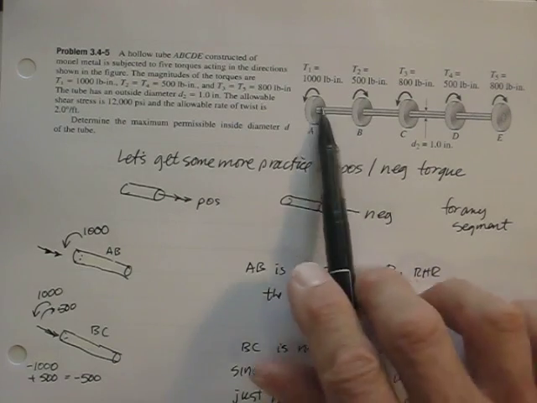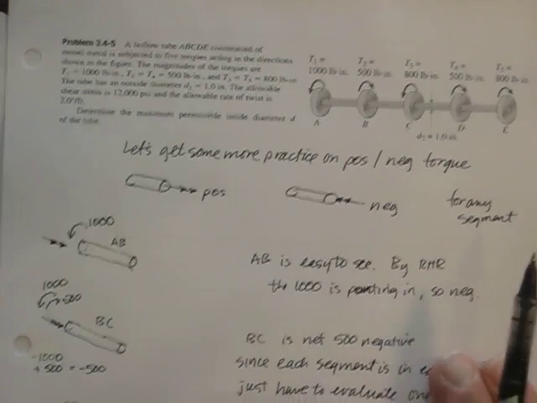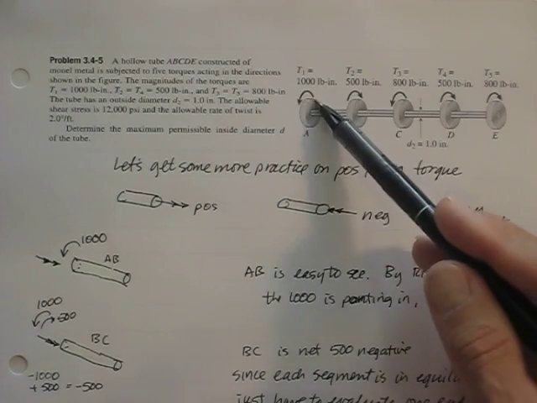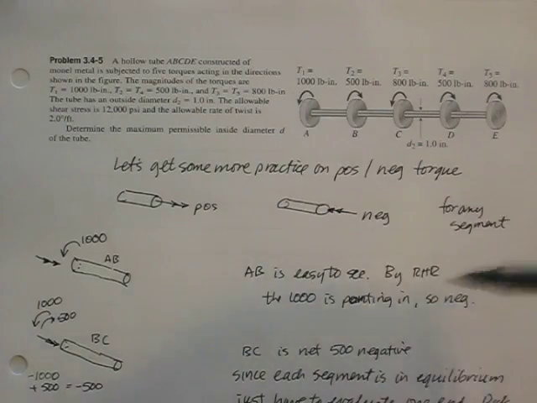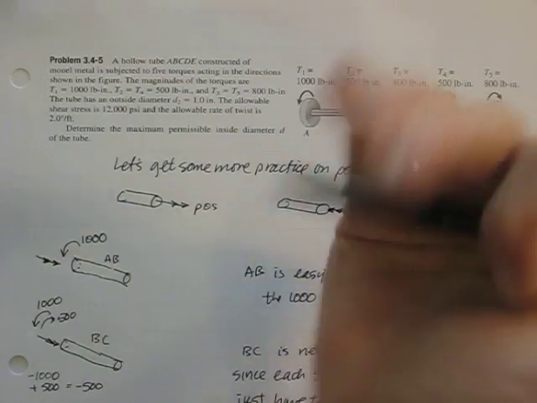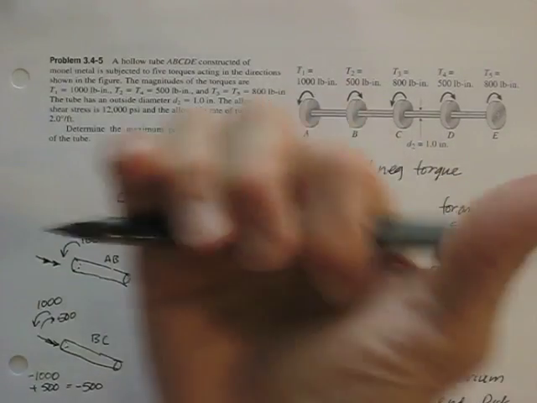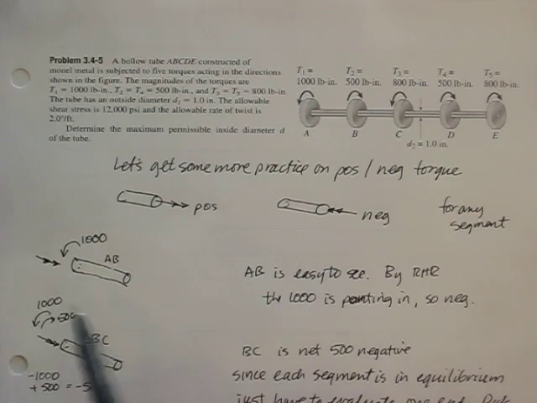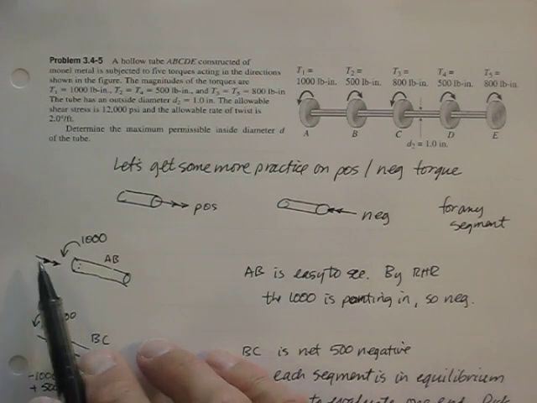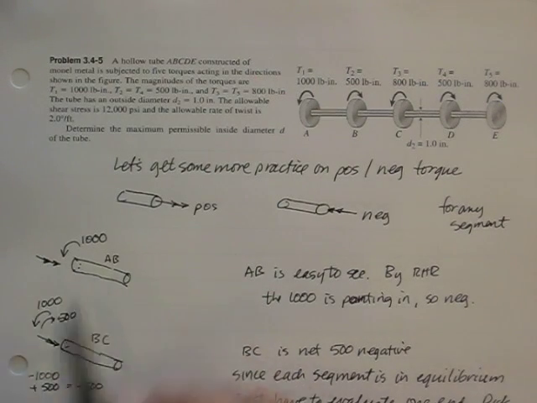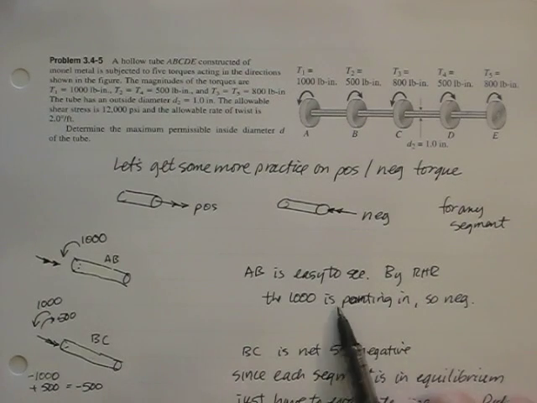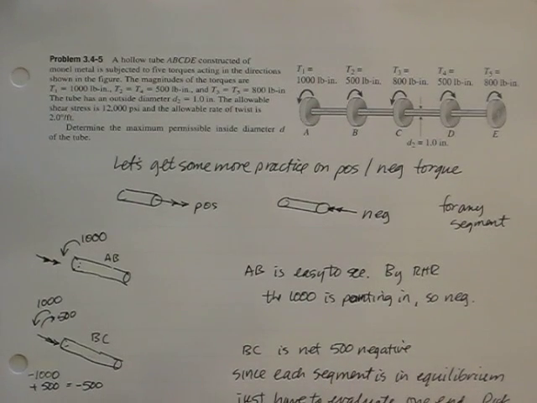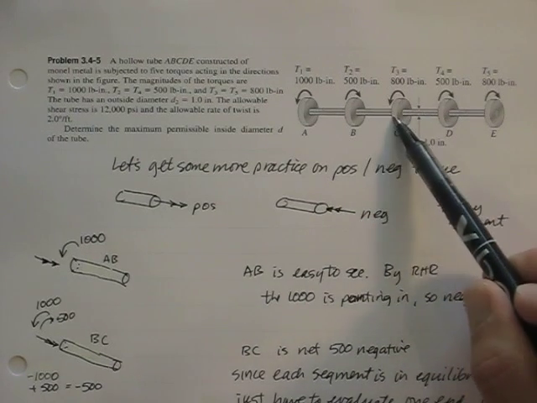So let's look at section AB. We'll start on that end this time. We can see that this has a torque in that direction. If I put my right hand rule again, with my fingers going this way, the thumb going that way, I can see that the torque is going in. So I drew my little arrow like that. The torque's going into the section. That means that it is a negative torque. So it's easy to see by the right hand rule, this one is negative. All right, let's move on to section BC here.